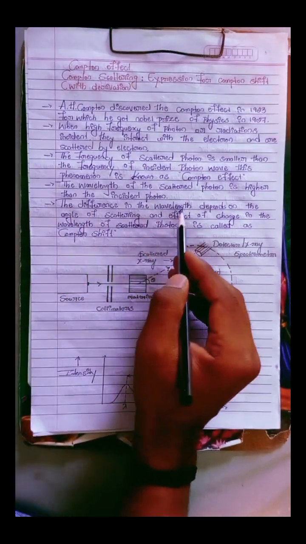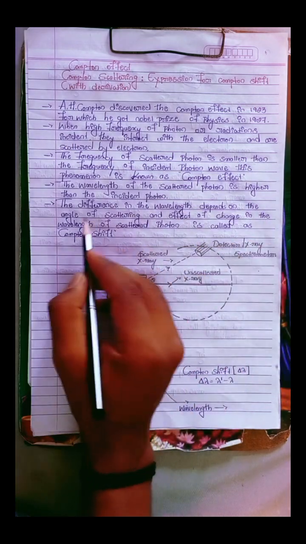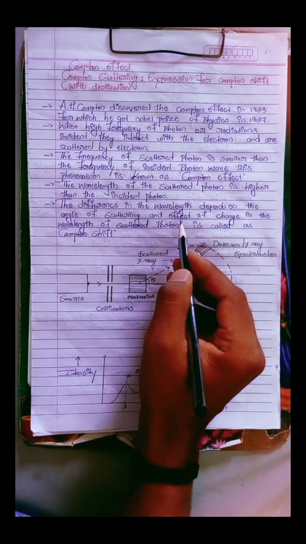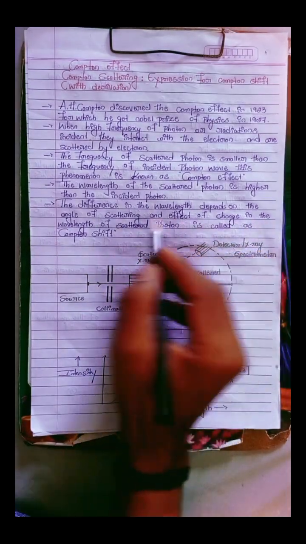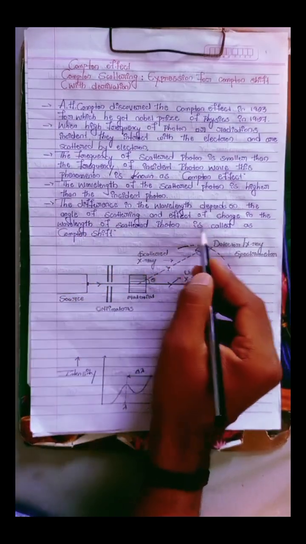The difference in the wavelength depends on the angle of scattering, and this change in the wavelength of the scattered photon is called the Compton shift.